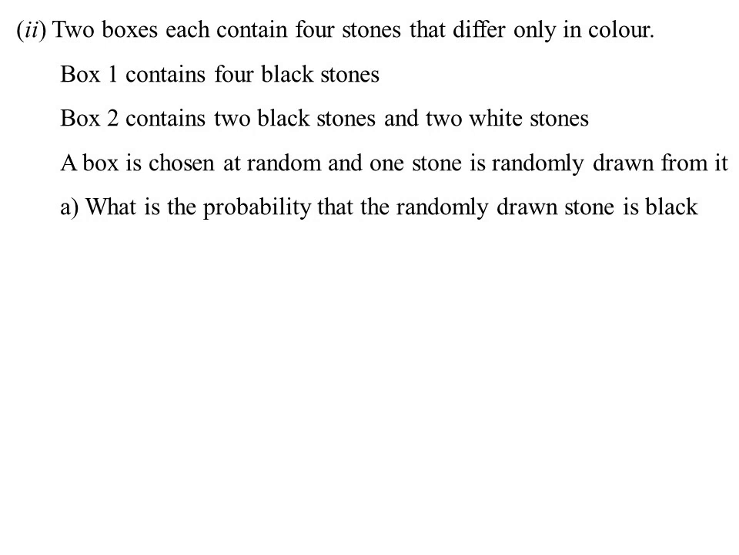Two boxes each contain 4 stones. The only difference is the colour of the stones. Box 1 only has black stones in it, whereas box 2 has got 2 black stones and 2 white stones. First of all, we choose a box at random. Then we'll draw a stone from that box at random. What's the probability that the stone that I end up getting is black?